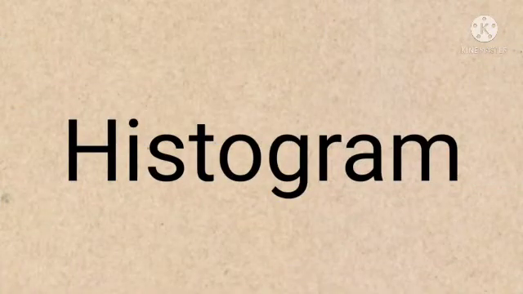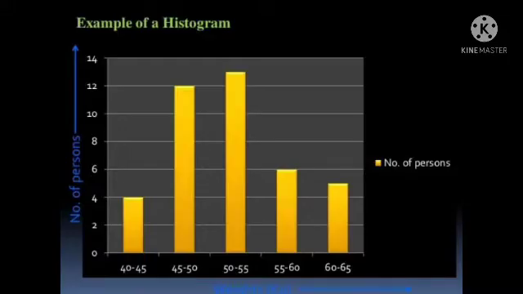A histogram. In statistics, a histogram is a graphical representation of the distribution of data. It can estimate the probability distribution of a continuous variable. A histogram is a representation of tabulated frequency shown as adjacent rectangles erected over discrete intervals with an area equal to the frequency of the observations in the interval.